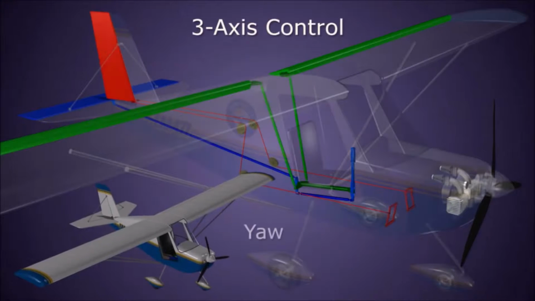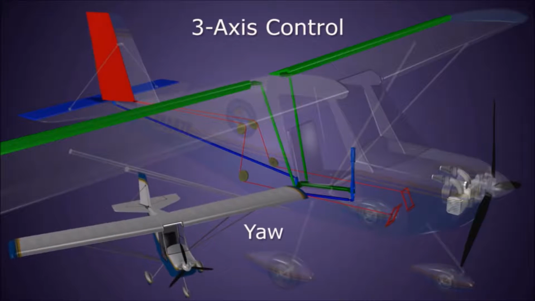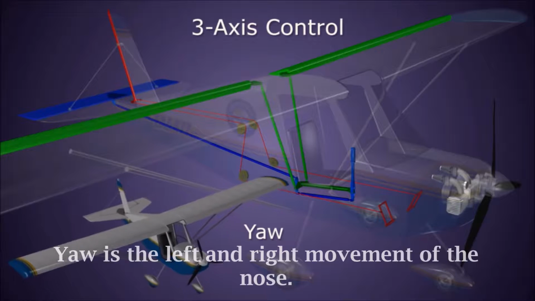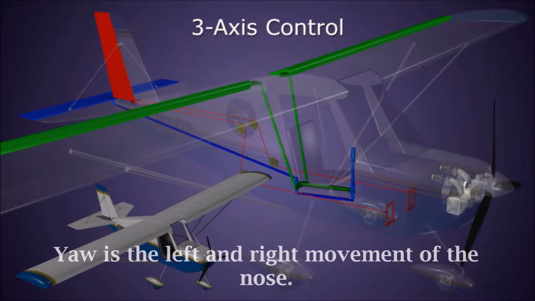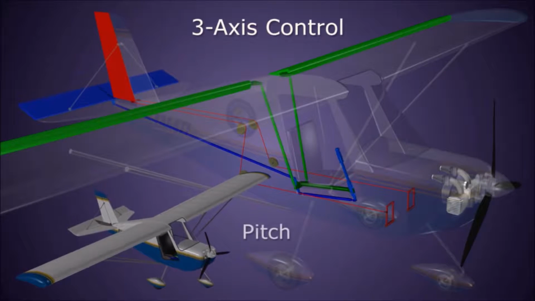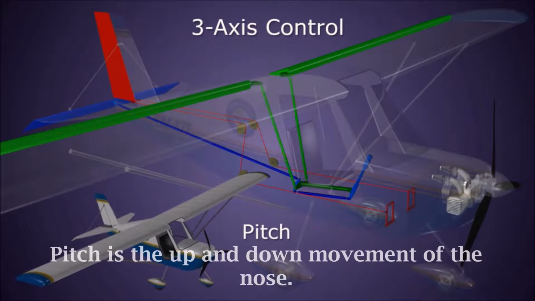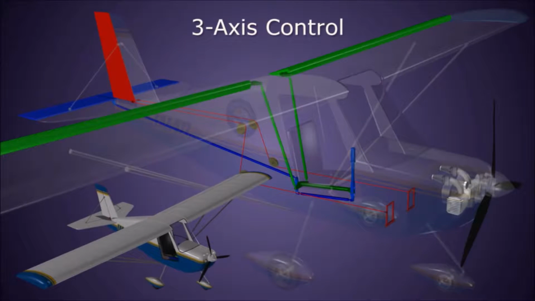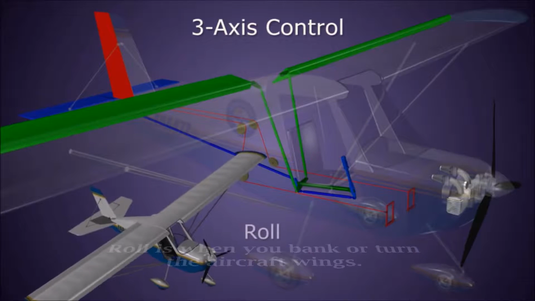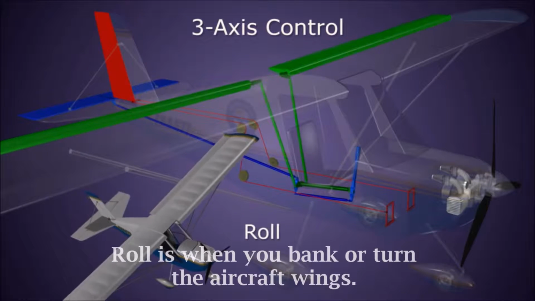The three axes of flight. First axis is yaw. Yaw is the left and right movement of the nose. The next is pitch. Pitch is the up and down movement of the nose. Now the roll. Roll is when we bank or turn the aircraft's wings.